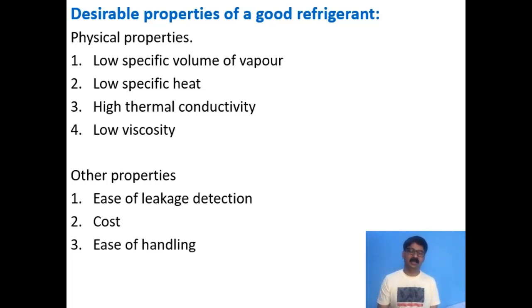Then it should have high thermal conductivity, and it should have low viscosity, so that it can easily flow through the pipes. Now coming to the other properties, ease of leakage detection. That means it should have some smell, so that if there is any leakage in the system, we can easily find it. The cost of the refrigerant should be low and handling should be easy. So this is about the desirable properties of a good refrigerant.